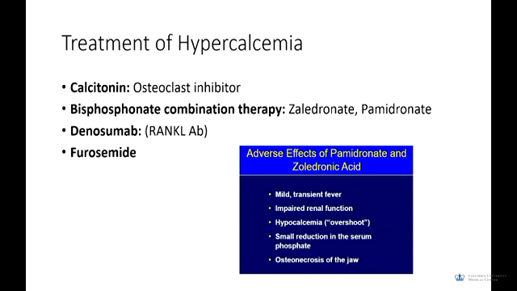Then you can treat with osteoclast inhibitors. Calcitonin, we mentioned, is one of them. However, this is really, really short acting. 48 hours later, it doesn't have any effect because you develop resistance to it. So you undergo something called bisphosphonate combination therapy, which are these two drugs, zoledronate and pamidronate. And one important side effect that they mentioned in lecture was osteonecrosis of the jaw. You can also treat with denosumab, which is a RANK ligand antibody, and you can also diurese them with furosemide, which will get rid of some of the calcium in their urine.